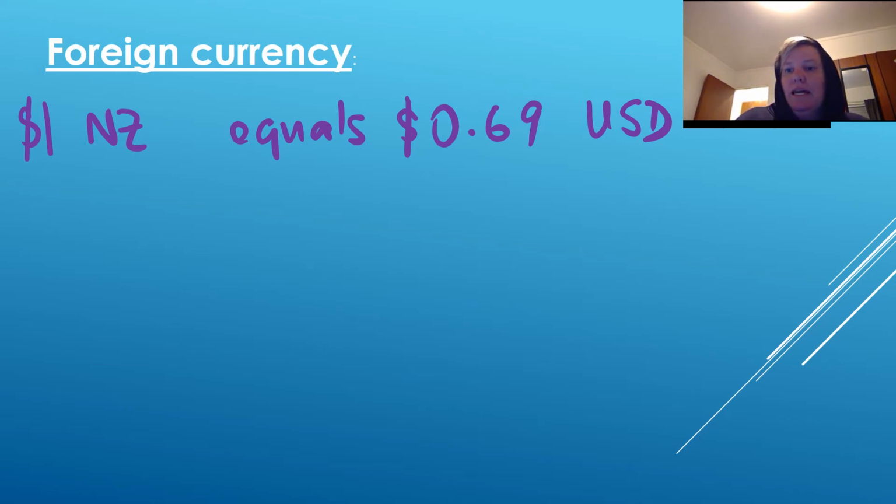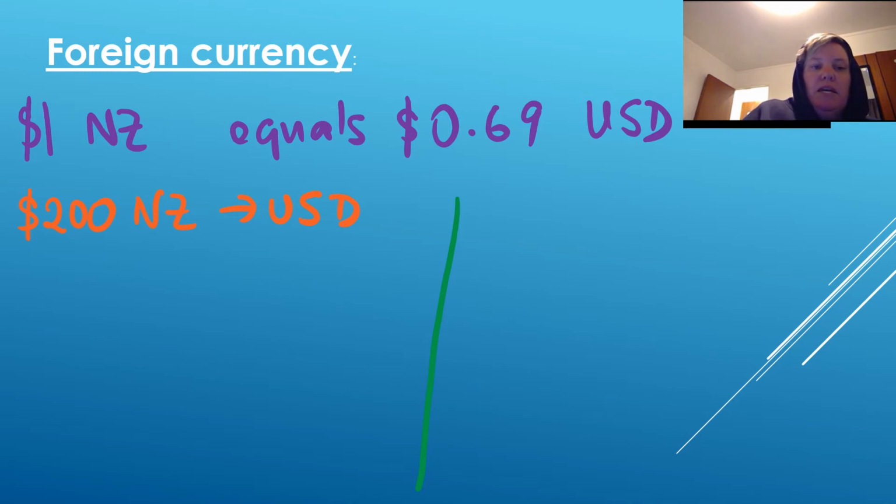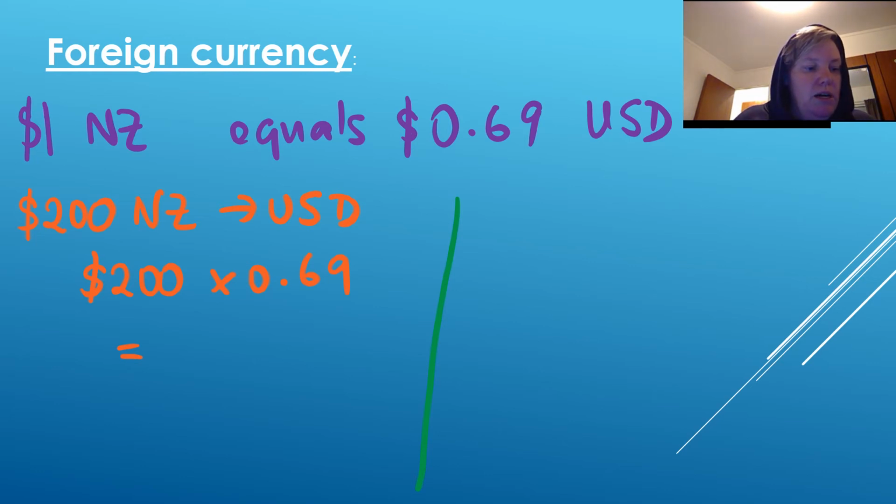To do a calculation, there are two kinds of calculations you can do here. Let's just split the page in half. If I have $200 New Zealand and I want to turn them into US dollars, then I take the 200 and I times it by the 69 cents. So 200 times the 69 cents, and that will give me $138 US. I'm going to have less because the US dollar is worth more.